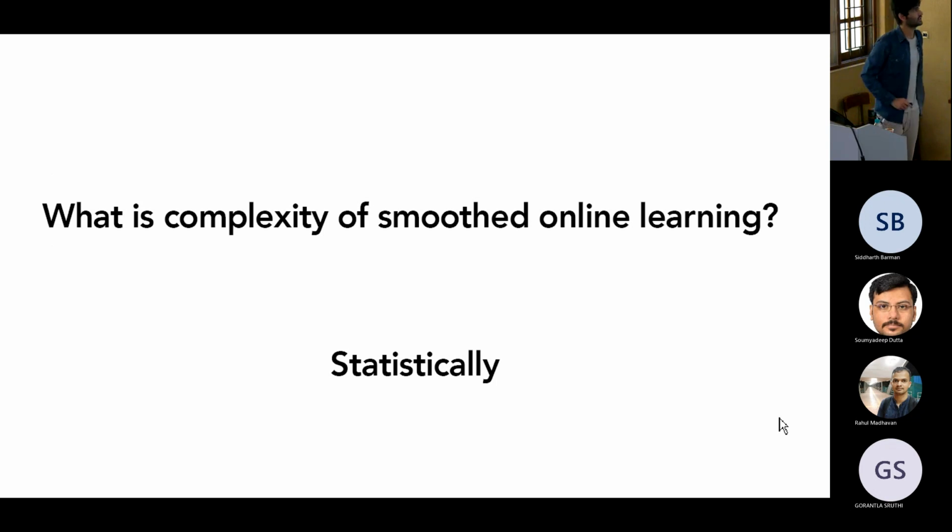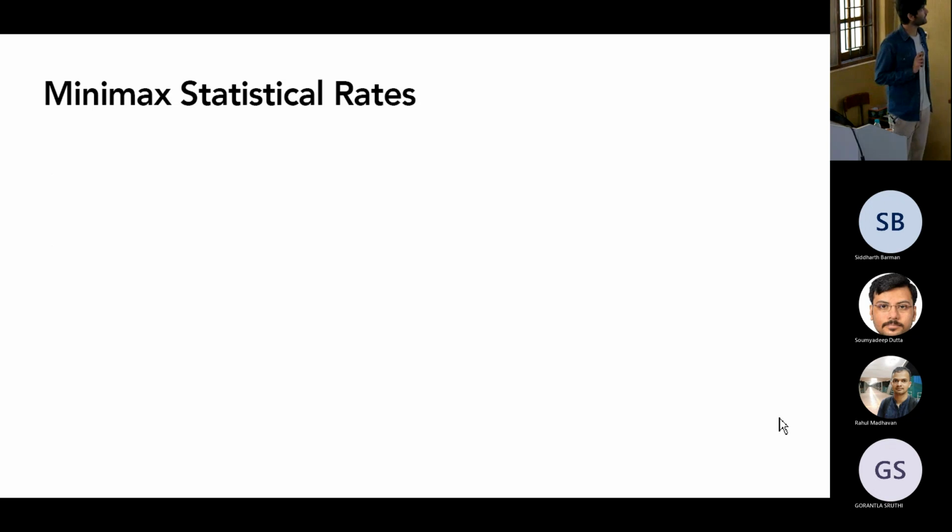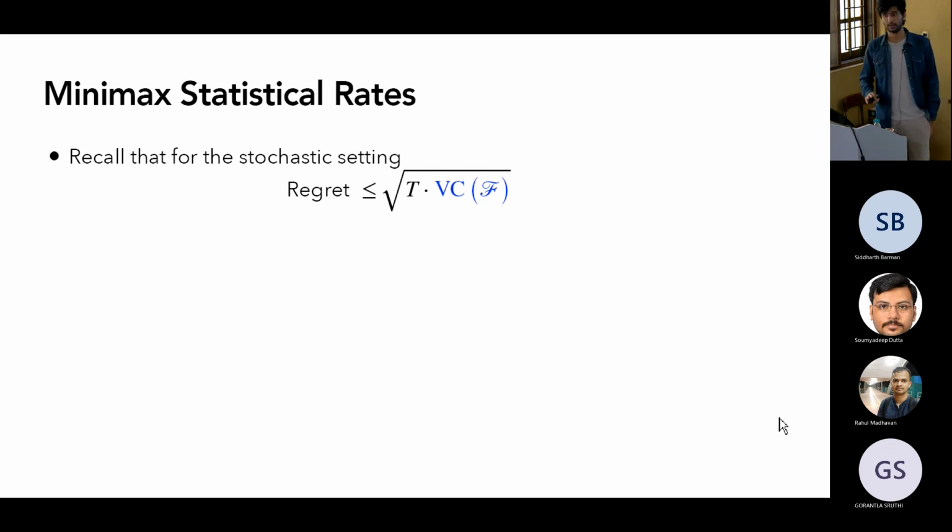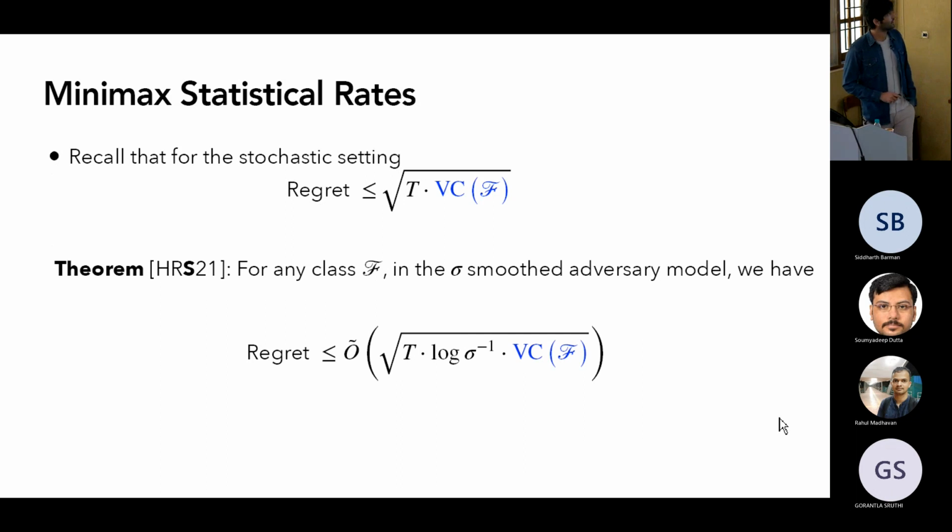So what's the complexity of online learning statistically? Okay. So the min-max statistical rate for this problem is what we want to understand. Recall that in the stochastic setting, the regret is square root T times the VC dimension of F. And in the result in box 21 or something like that, we show that for any class and any sigma-smooth adversary, the regret is bounded by the VC dimension of the class, square root T, and log 1 over sigma. So in some sense, you get an interpolation between the worst case and the average case, with mild dependence on sigma, and the dependence on F is very nice. It's the VC dimension, which is again supposed to be small.